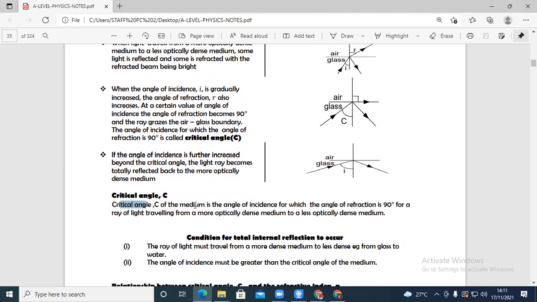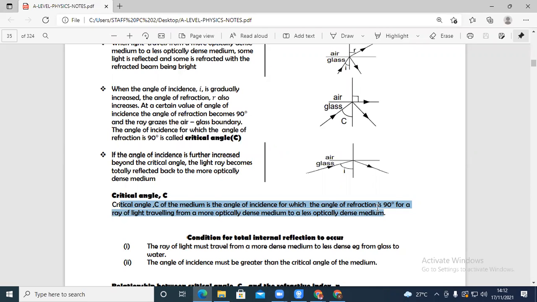I'm here at this point. Critical angle is the angle of incidence for which the angle of refraction is 90 degrees. So it's the angle of incidence for which the angle of refraction is 90 degrees for a ray of light traveling from an optically dense medium to a less optically dense medium.